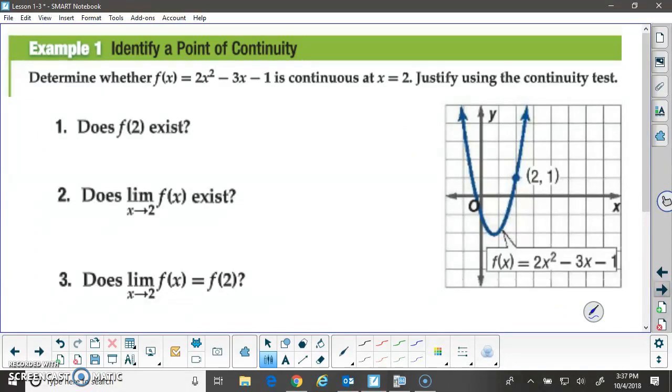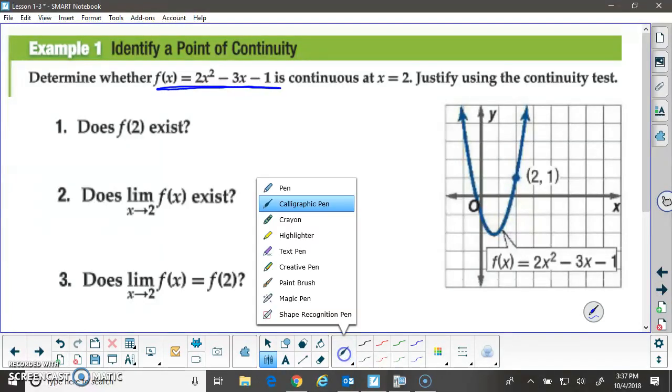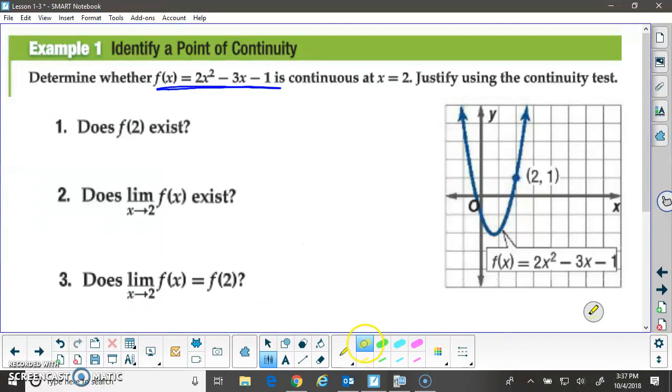So here's example 1. It says determine whether the function f of x equals 2x squared minus 3x minus 1 is continuous at x equals 2. If you look at x equals 2, we have right here a point where the graph appears to be continuous. So if it's continuous, we've got 3 parts.